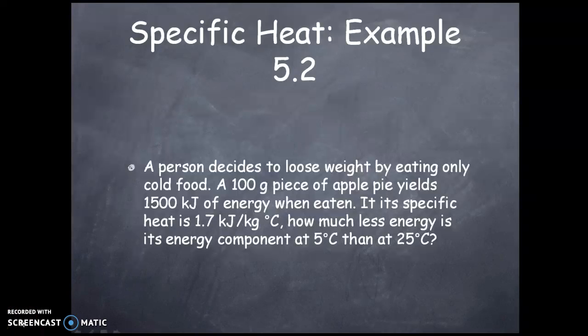Let's do a problem on the specific heat. A person decides to lose weight by eating only cold food. 100 grams of apple pie yields 1500 kilojoules of energy when eaten. If its specific heat is 1.7 kilojoules per kilogram per degree Celsius, how much less energy is its energy component at 5 degrees than at 25 degrees Celsius?